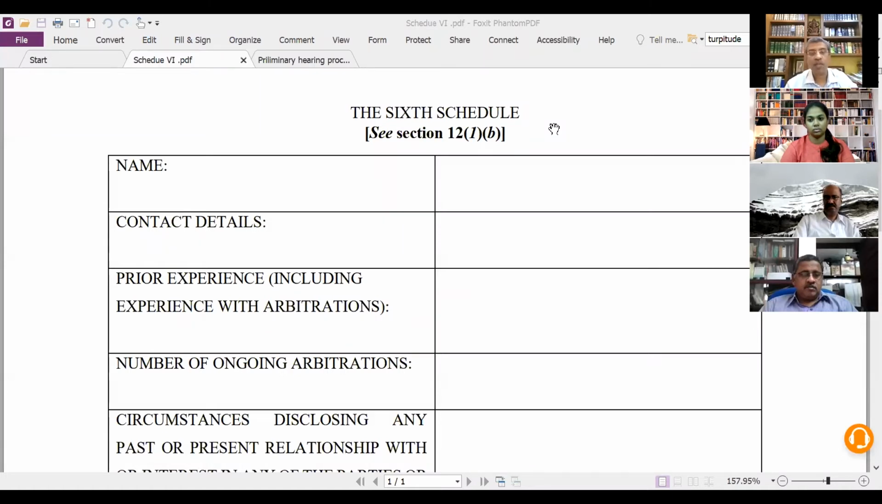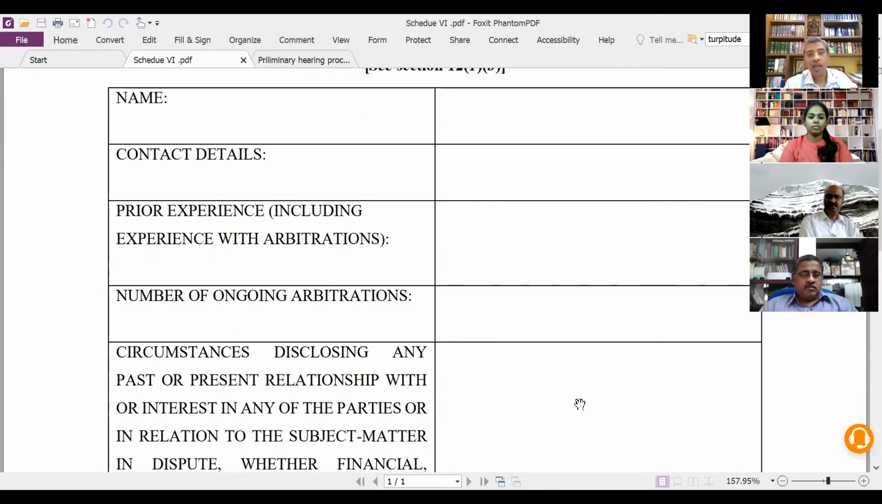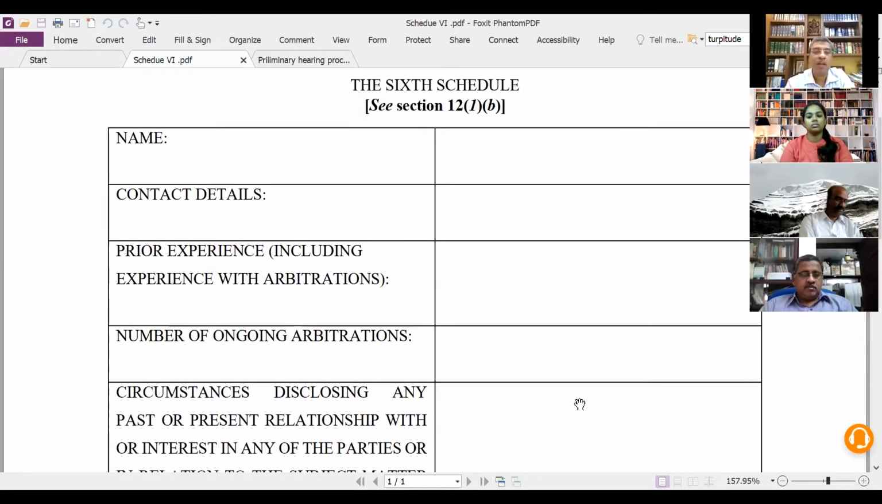Section 12(5) would say there is an ineligibility under all the conditions which are mentioned in the Seventh Schedule. Now, with this in mind, we'll go through the Sixth Schedule. To a great extent, we will find that what is more important here is the disclosure with respect to the time frame by which the arbitrator can complete, and also a disclosure under the Fifth Schedule, being a guideline for determining whether an arbitrator can be found to have chances of impartiality.